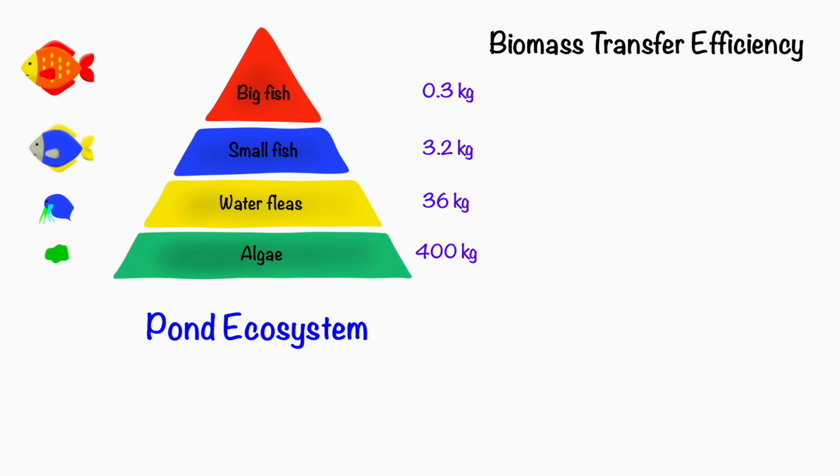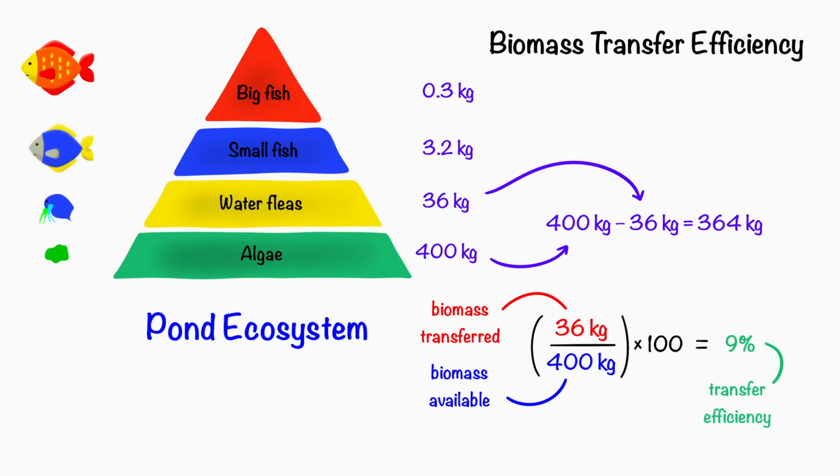Consider a pond ecosystem with algae, water fleas, small fish, and large fish. The numbers shown represent biomass available at each trophic level. To calculate biomass loss between levels, subtract the biomass at the higher level from that at the lower level. Between algae and water fleas, 364 kilograms is lost.